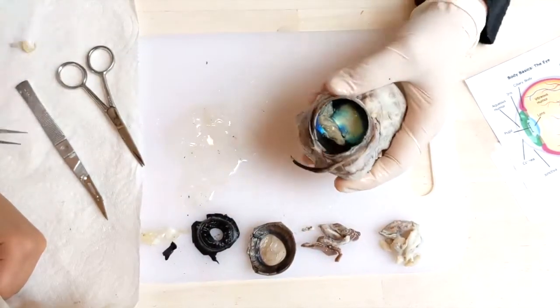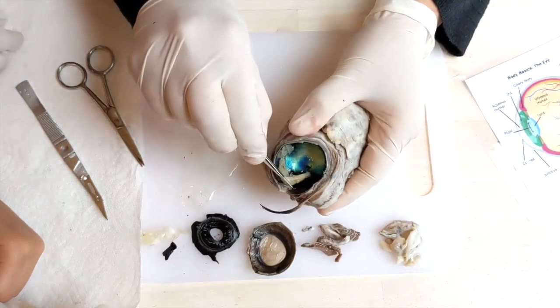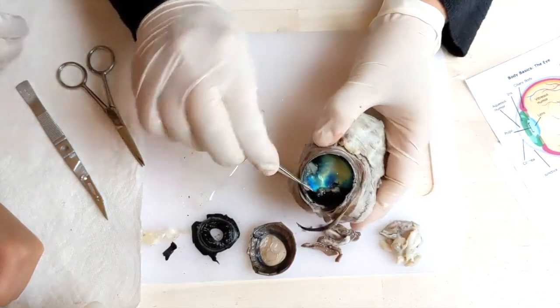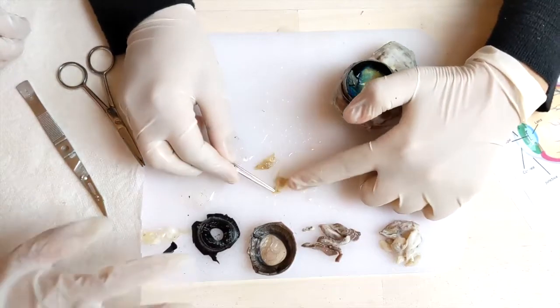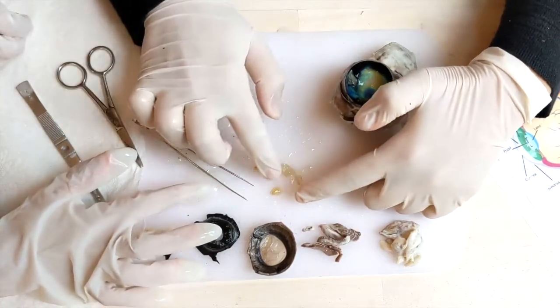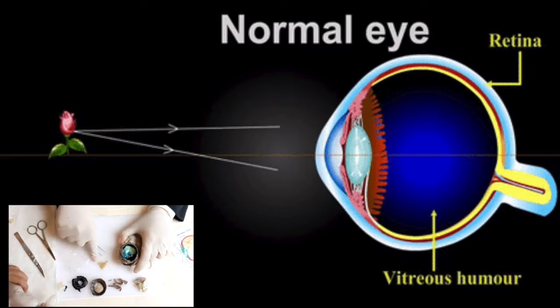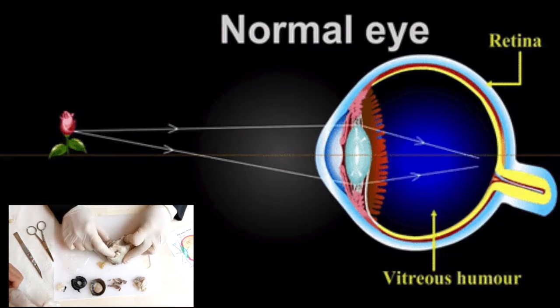So let me try to take the retina out. I'm gonna try to take it. Yeah, here you go. You broke it. So this is the retina. Okay. So if you look at the retina here, the retina does a very important job. It takes the image from the eye and converts it to an electrical signal and sends it to the brain through the optic nerve.